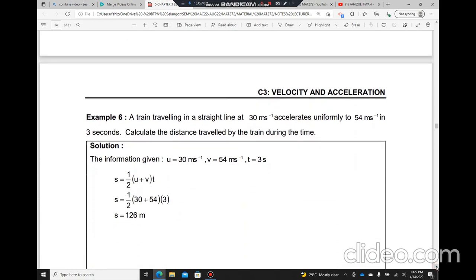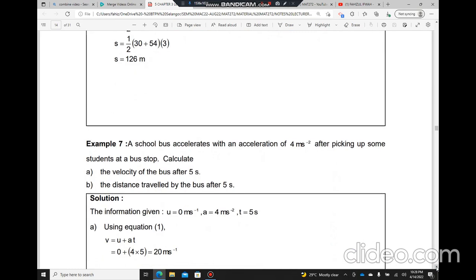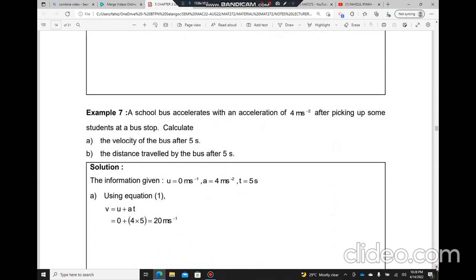Okay. So you can try solve example 6. So cuba buat yang ni. Example 6 dia bagi acceleration means dia bagi apa ni? Dia bagi 30 meter second negative 1. So this one is U, and then V is 54 meter second negative 1, and then time 3 second, T equals to 3. Calculate the distance travel. So we need to find S. Okay, example 7. Okay, example 7 pun sama.